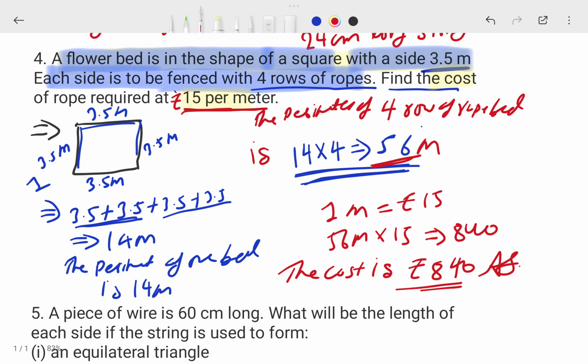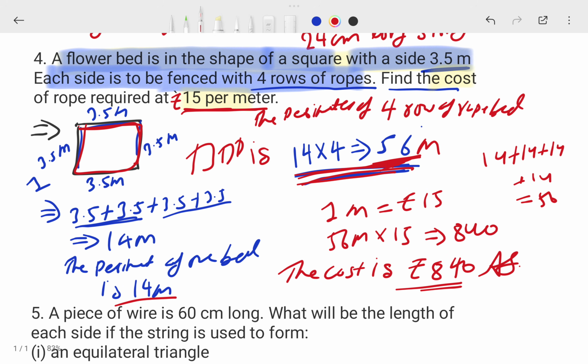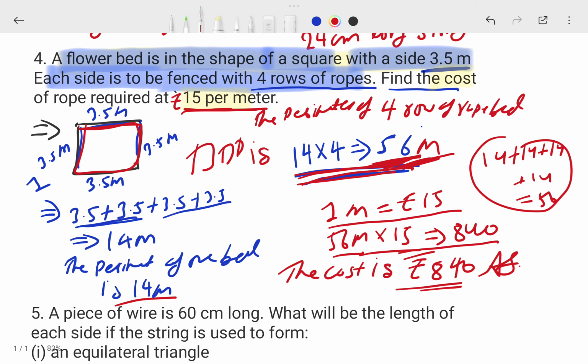Is it clear? In this question, one bed has a perimeter of 14. Like that you have to create 4 beds. So if you create 4 beds, the perimeter will be 56, because one perimeter is 14, another 14, another 14, another 14. If you add all, it's going to be 56. Here I directly multiplied, but you can add like that. After that, 56 meters, 1 meter price is 15 rupees. If you multiply 56 by 15, the cost is 840.